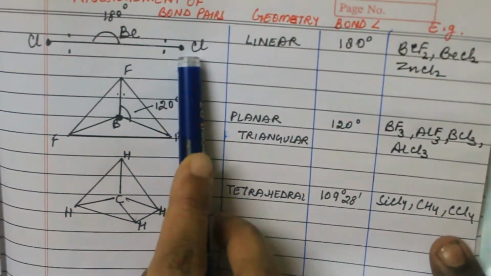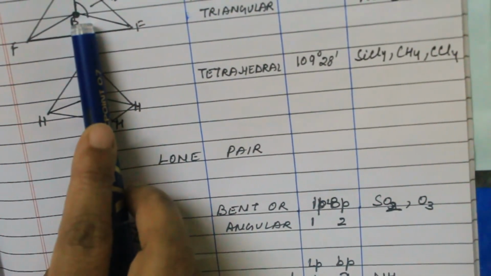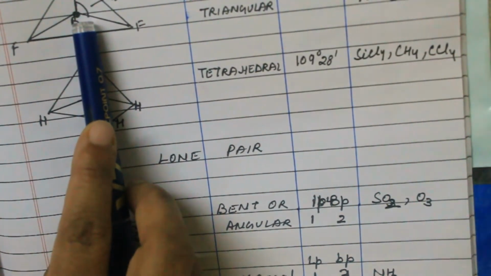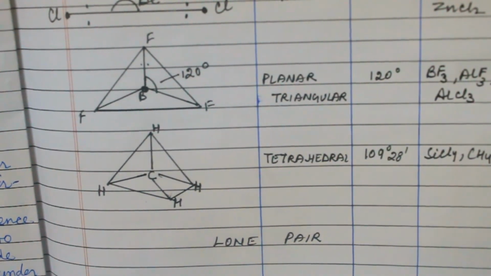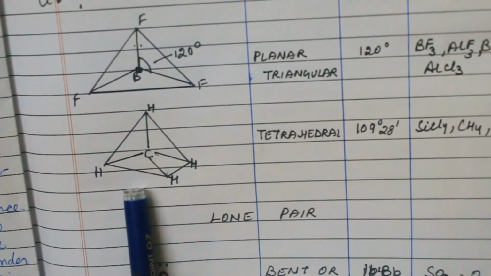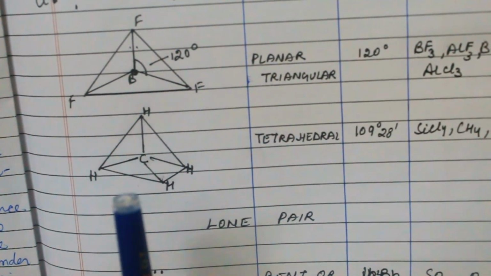Now these are the arrangements of bond pairs. This is linear, 180 degree, example BeCl2. This is trigonal planar, 120 degree, and BF3 is the example. This is tetrahedral. Its angle is 109 degree 28 minutes.